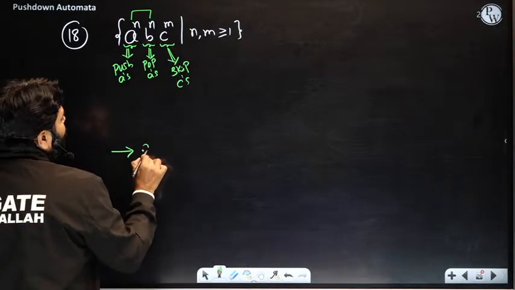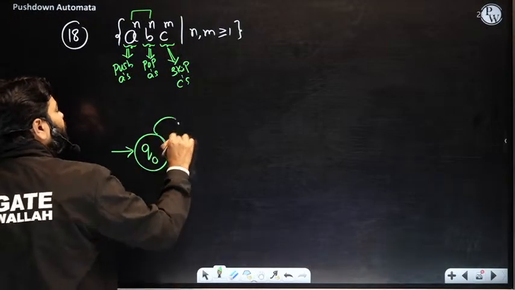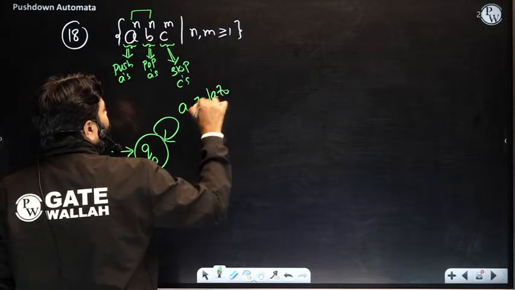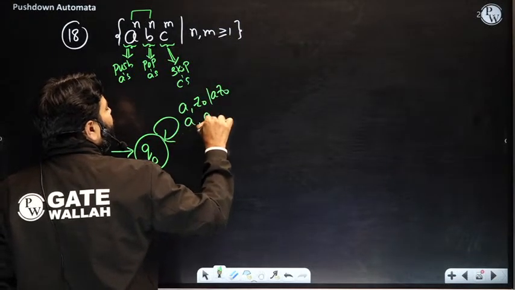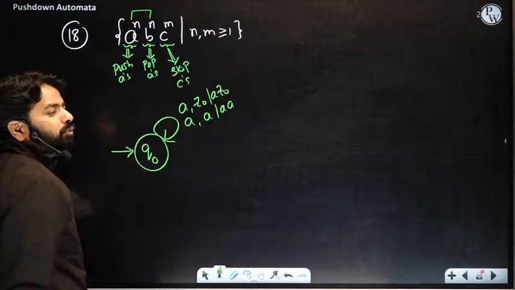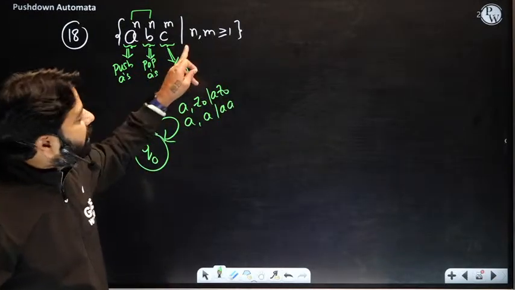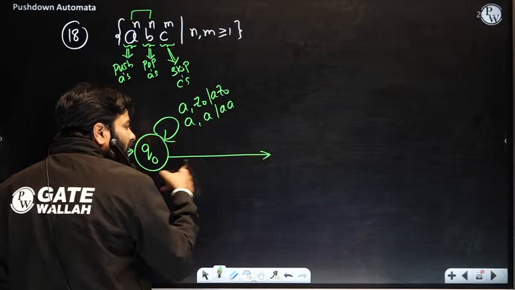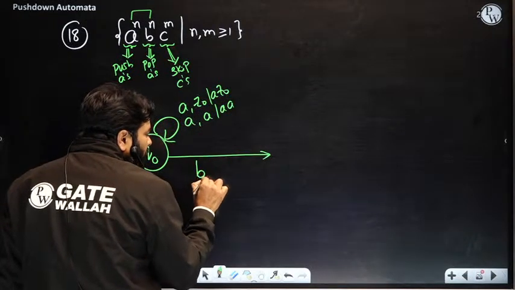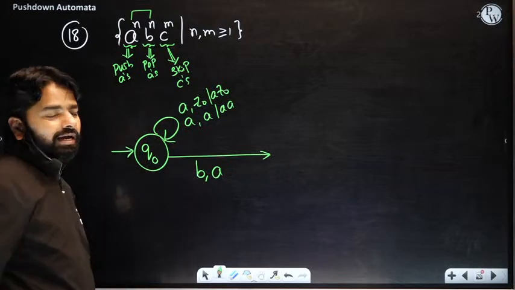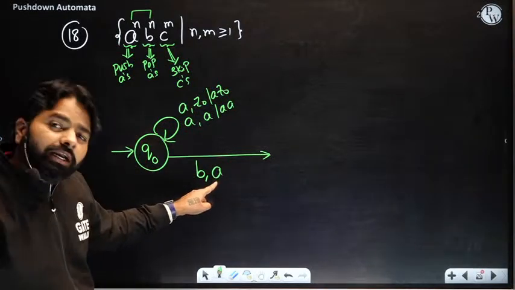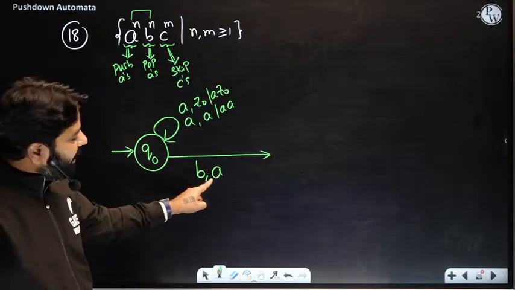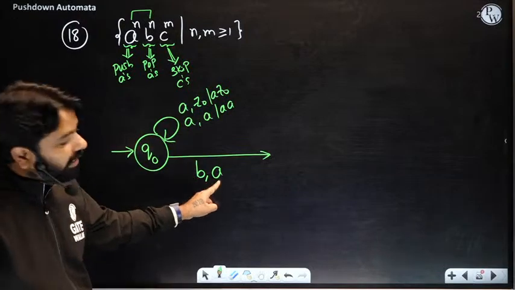Now how do you design the machine? Start at q naught. How do you push A's? You know that: A, Z naught; A, Z naught; A, A slash AA. So this will guarantee pushing all the A's. But how will you know at least 1 A happens? That is decided by what you do here. Are you doing C or B here? B comma A. This will guarantee that when the B comes, at least 1 A is already on the stack. It means A's happened. So this will guarantee 1 B is happening and 1 A also happened.